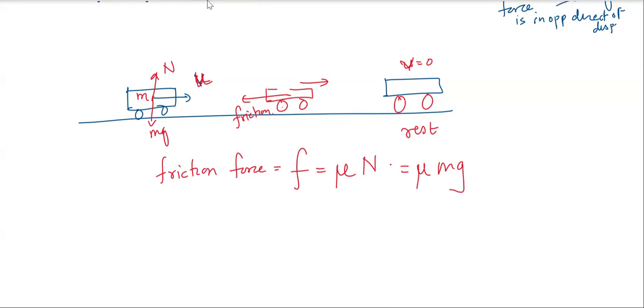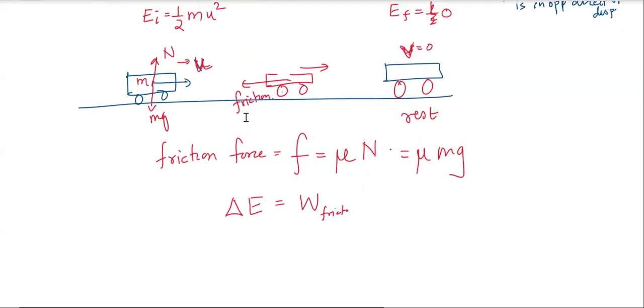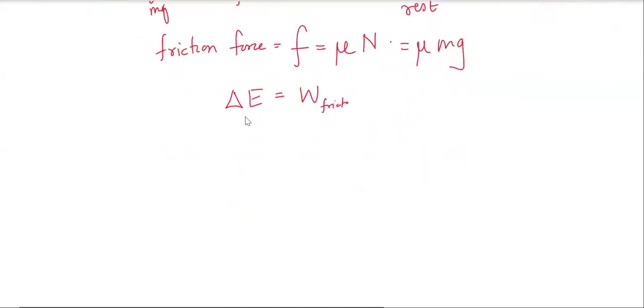Now what is the energy change here? Initially it has some energy half m u square, while finally the mechanical energy will be zero because it has zero velocity and it is also on the ground. So the energy is obviously not conserved. The change in energy will be the work done by the friction force. So the energy is all converted by friction. So half m u square minus 0 will be the work done by friction.